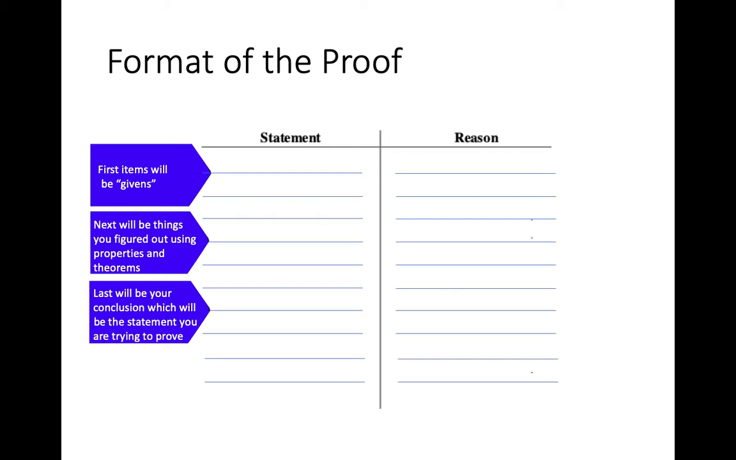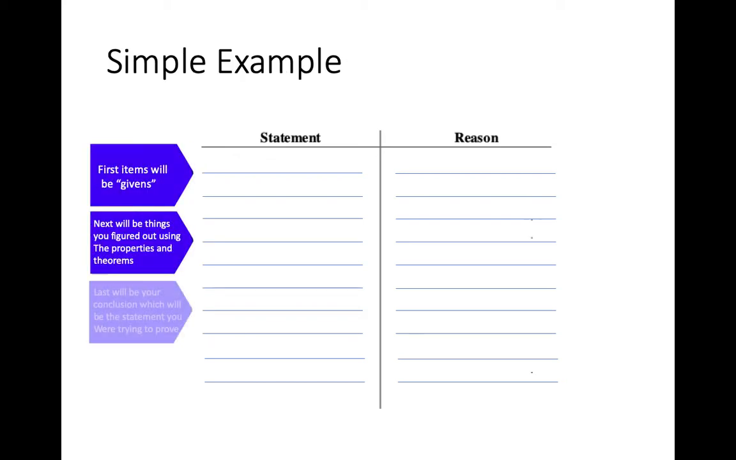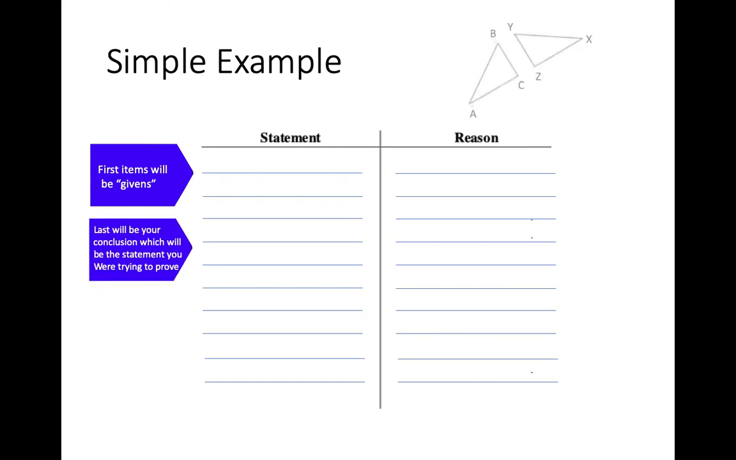To show this better, I'm going to do an example, but we're going to leave out one of the steps. We're going to leave out the part where we use theorems and properties because we do not need them here. Everything we need to prove congruence will be in the givens. Let's take a look at what that looks like. First, let's take that section out. And now let's look at our problem.